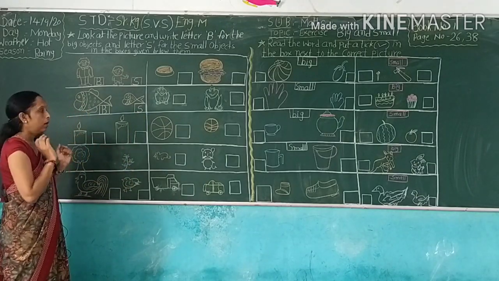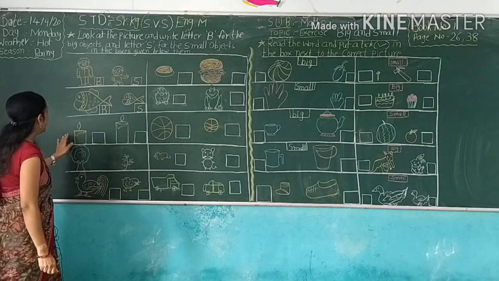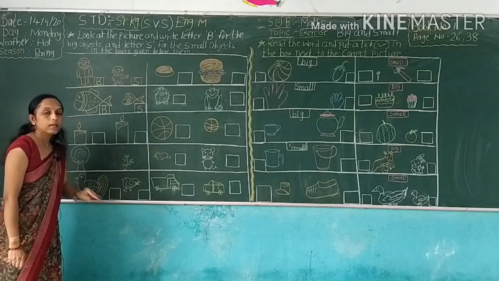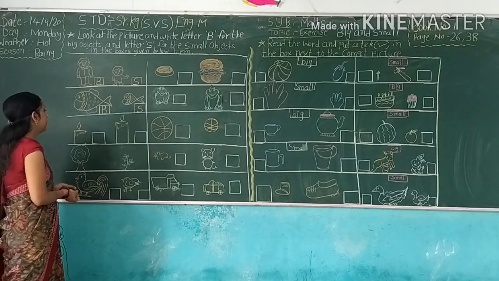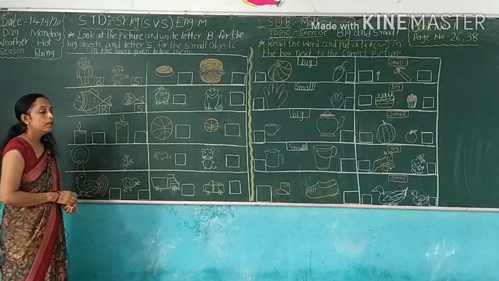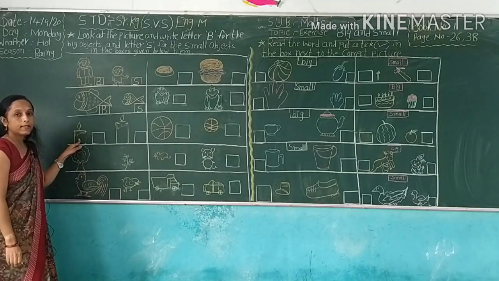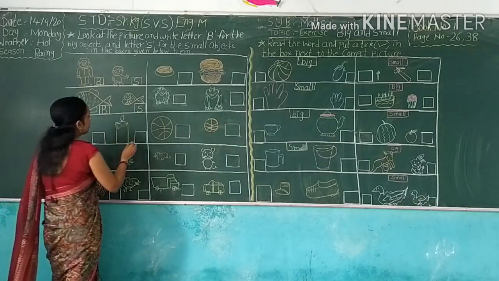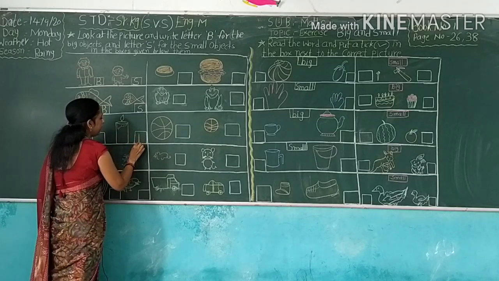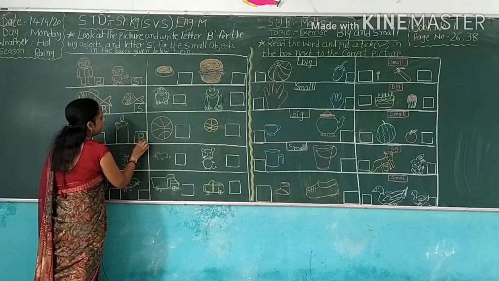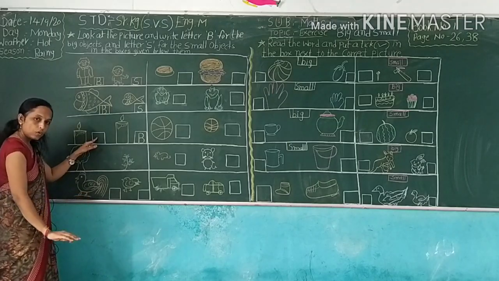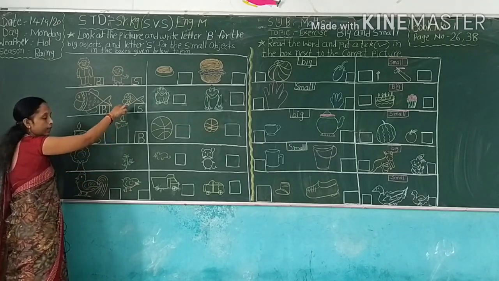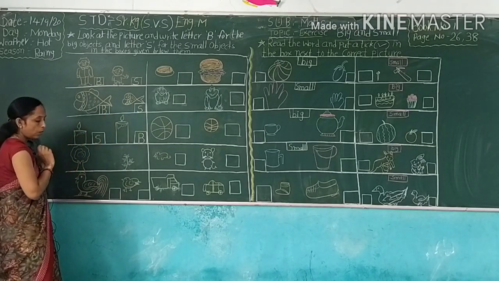Big, small. Here I drew two candles. One is big and other one is small. Which candle is big? This? No. This candle is small and this is big. So here we write B. Big. And here we write small S. This candle is big and other one is small.